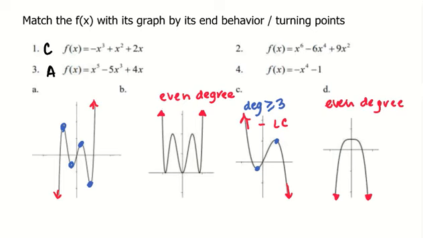Okay, now for B and D, here I've got 1, 2, 3, 4, 5 turns. So the degree is at least 6. Oh, that means it has to be number 2. It couldn't be negative x to the 4 because there's too many turning points. And then over here, we only have 1 turning point. So we know the degree is at least 2, and it's got to be even. So it's 2 or 4. But the interesting thing about this is that it is degree 4. So that just goes to show you that you can't just say 1 turning point, it has to be degree 2. It doesn't work like that.